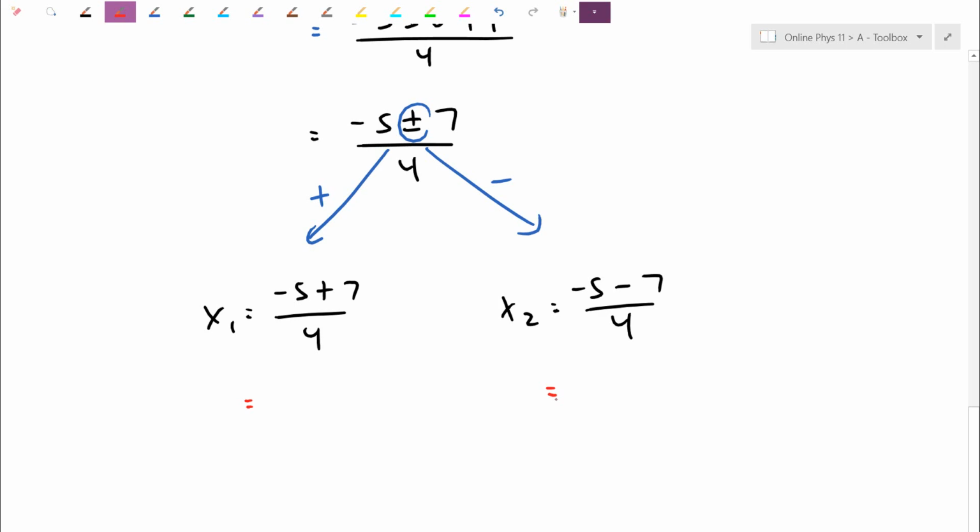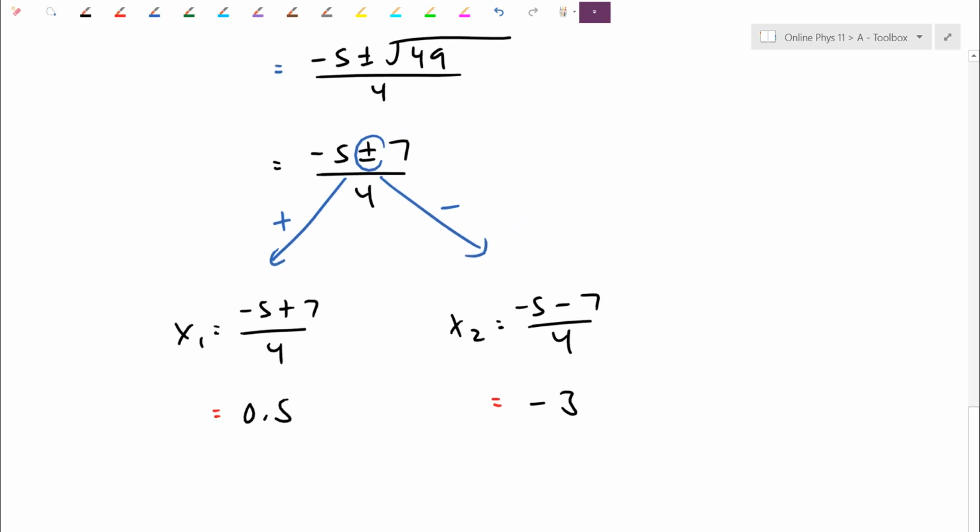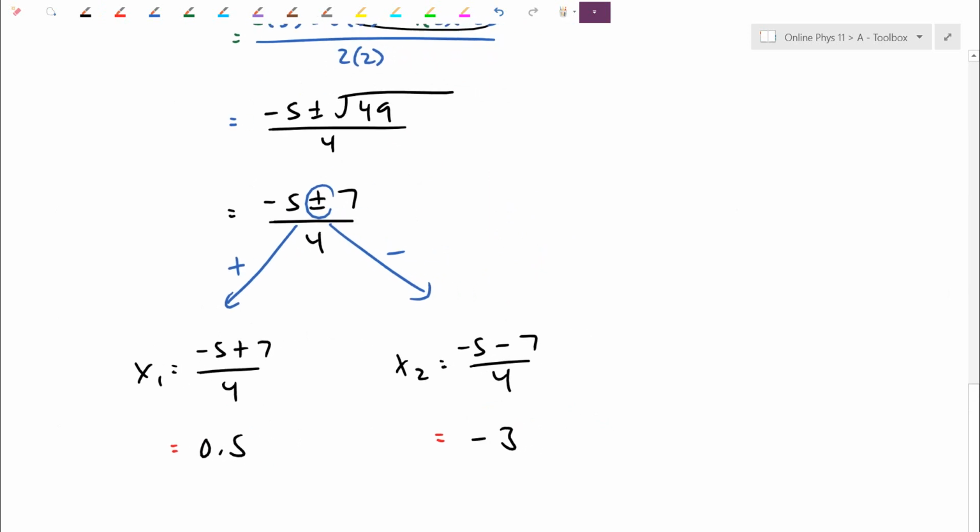In this case here, I think I get one of each. So let's try it out. Minus 5 plus 7 is equal to 2. 2 over 4 is equal to 0.5. So 0.5 is one of your answers. Negative 5 minus 7 is equal to negative 12, divided by 4 now gives you negative 3. Again, the quadratic formula here should give you two answers.